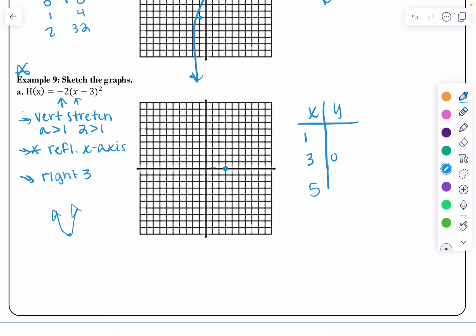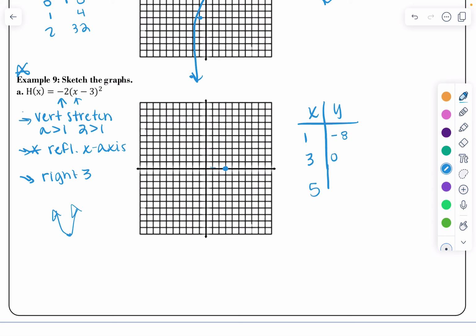Okay? So if I'm going to do this, I'm going to do -2. Make sure, if you go to plug this in your calculator, you use the negative button, not the subtraction button. They are not the same thing, okay? So make sure, again, that you put a -2 or it's not going to graph. So if I pick 1, I do 1 minus 3, which is -2, -2 squared, and then times it by -2. So that means I'm going to have a -8.